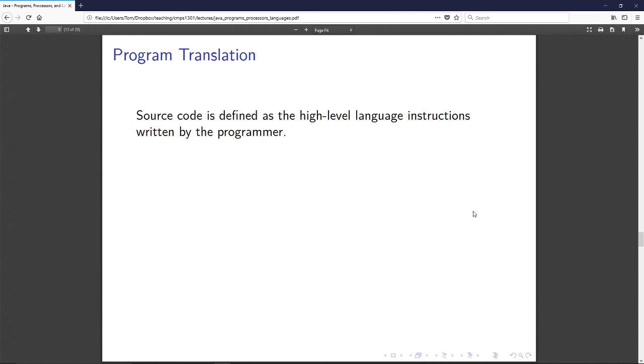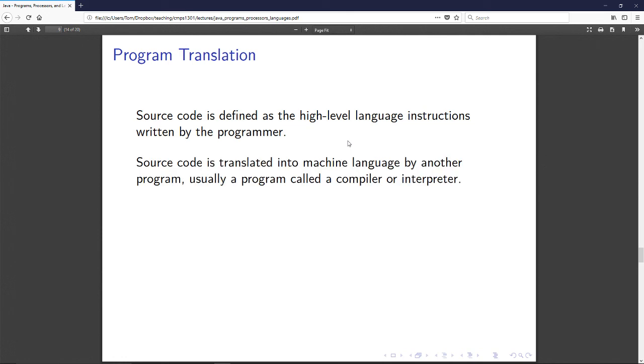Okay, so another definition here: source code. That's defined as the high-level language instructions written by the programmer. And your source code is translated into machine language by another program, and that program is usually called a compiler or interpreter for the most part. There are other things as well, but these are the only two that we're going to talk about right now.